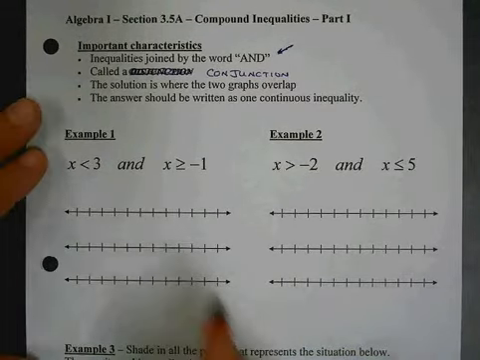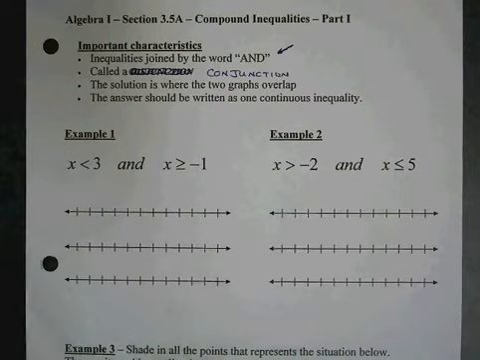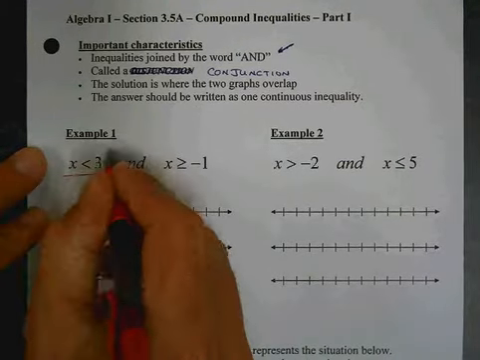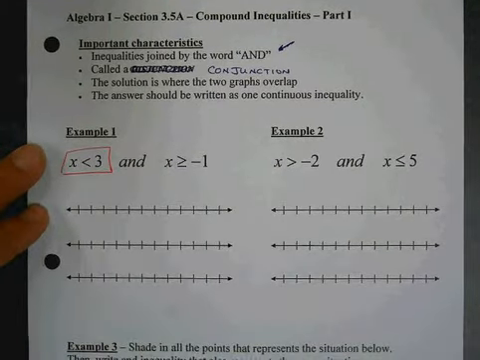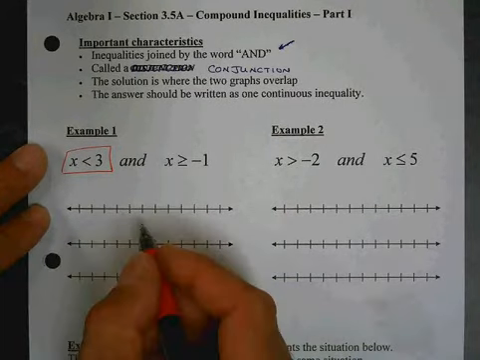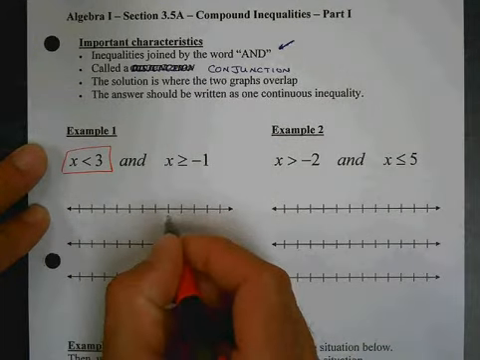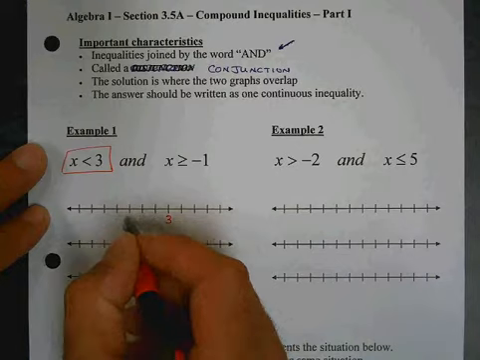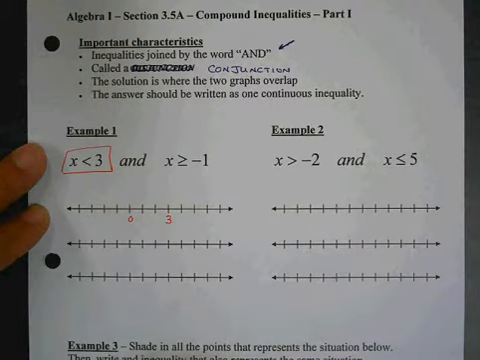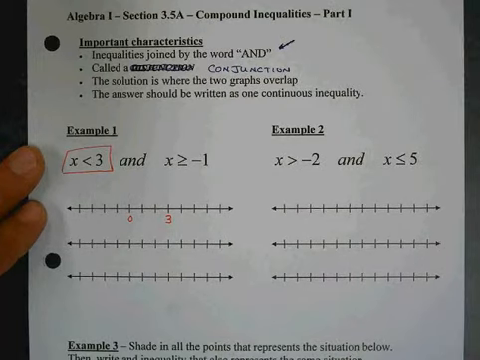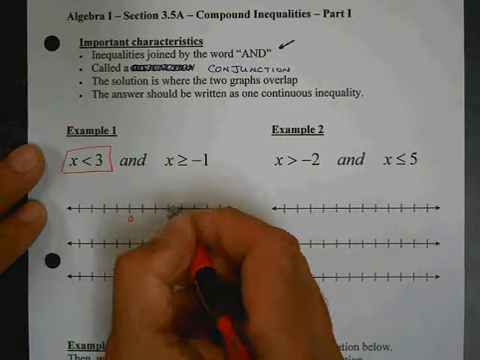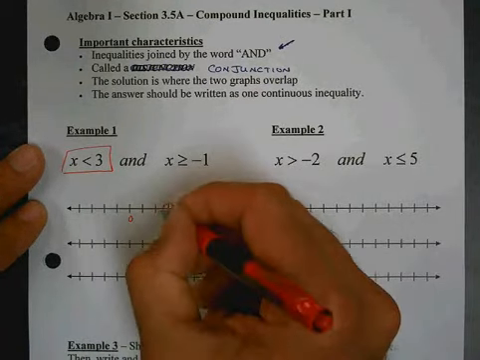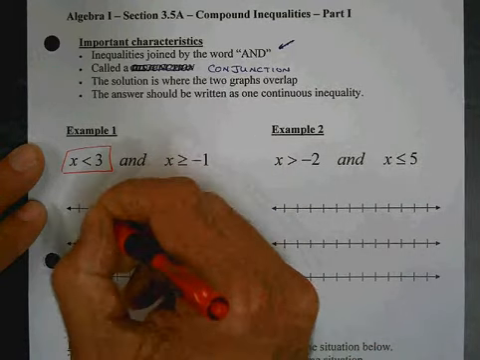So I'm going to use some different colors here today. My first equation I'm going to box in red, and I'm going to graph this. So here I'm going to put the number 3, 2, 1, 0. And how do I graph x is less than 3? It's really simple. Open circle, shade to the left. Okay. So everyone do that.